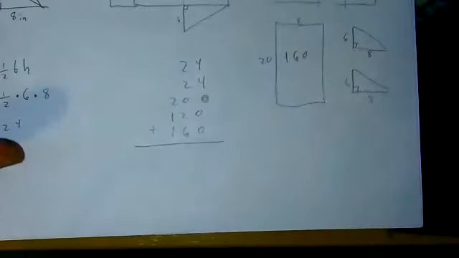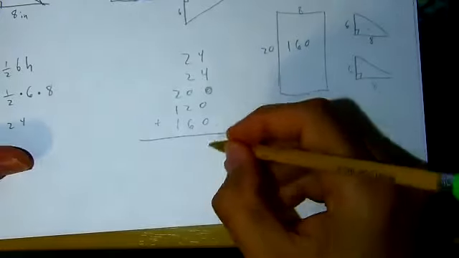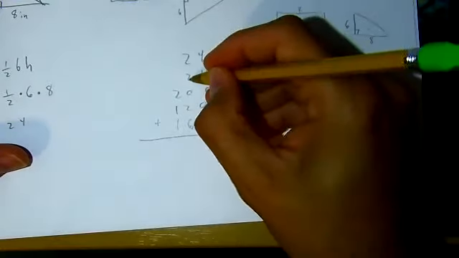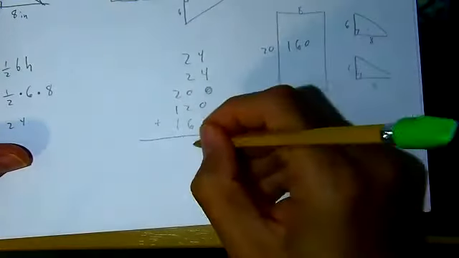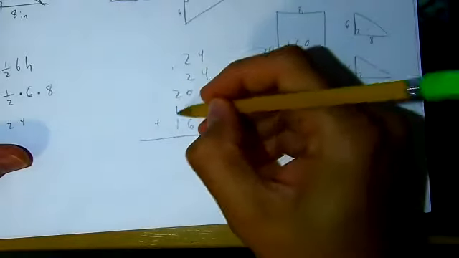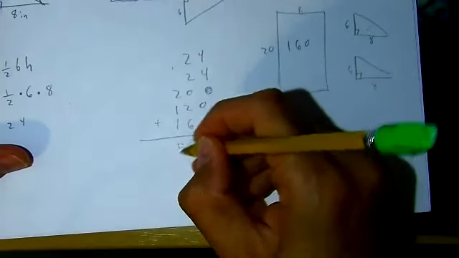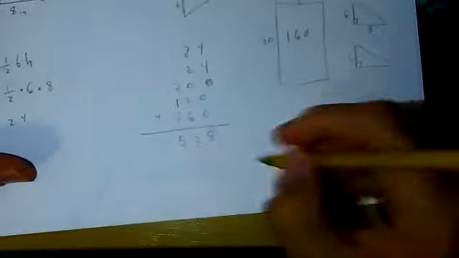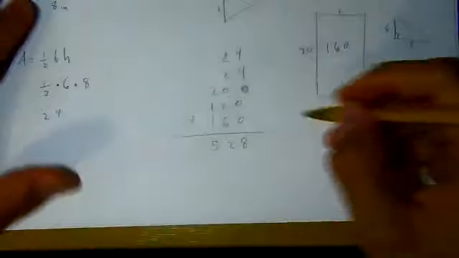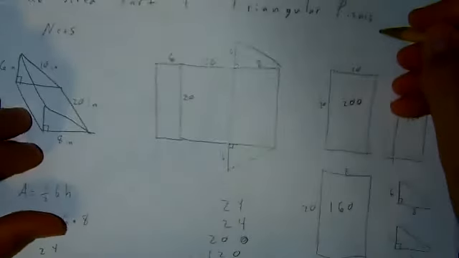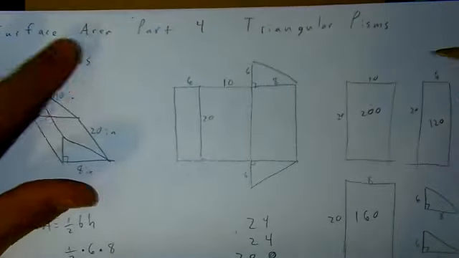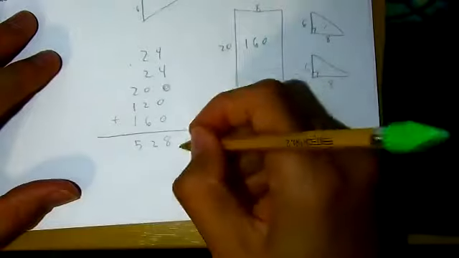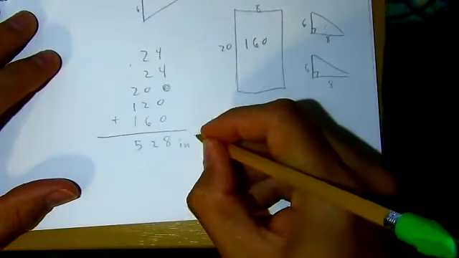You're just going to add them together on the calculator. So 4 and 4 is 8. 2, 4, 6, 12. 3, 4, 5. So 528. And since this was in inches, and we're talking about area, surface area, still area, then it's inches squared. So there's what the whole problem looks like.